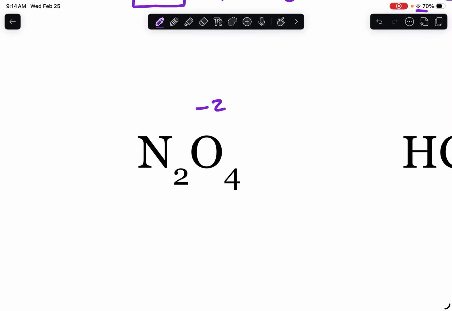-2 for oxygen. Therefore, the total from oxygen is -8. The total from nitrogen better be +8, and since there are 2 nitrogens, each nitrogen gets a +4. Again, the numbers that I'm putting on top are the answer to the question asking what is the oxidation state of each element in this molecule. Nitrogen's oxidation state is +4. We don't care that the total is +8. We only care about that in order to find out each individual one.